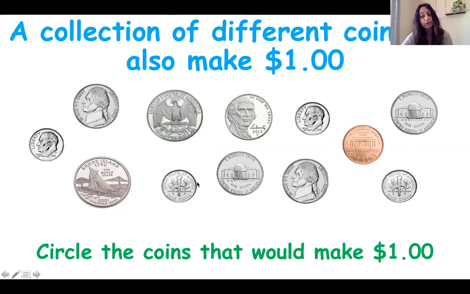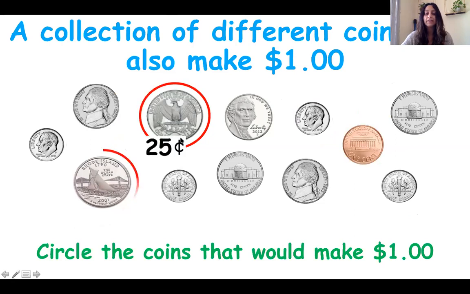Again, I'm going to start with quarters. 25 cents, 50 cents. Is there any more quarters? Let's see, I'm looking at all my coins. I don't see any more quarters. So now I can't use any more quarters. I have to start at 50 cents and maybe use dimes now.